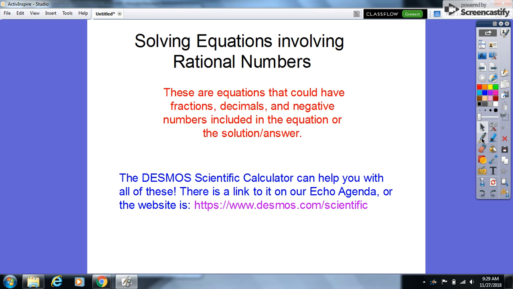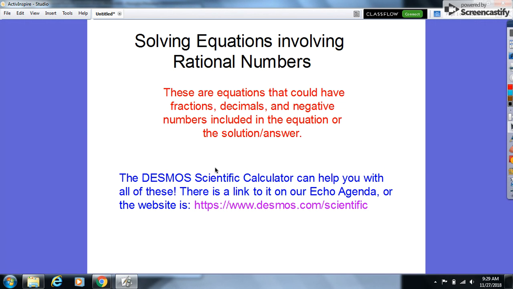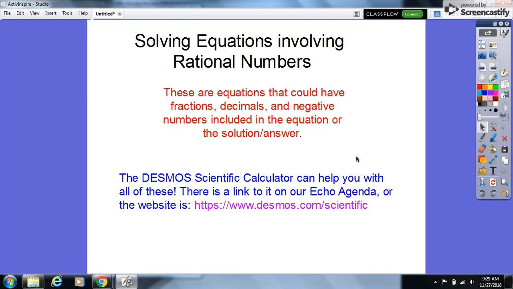Hey y'all, let's take a look at our final thing with equations. We need to solve some equations that involve what are called rational numbers. Rational numbers are almost any number you're going to come in contact with in algebra or pre-algebra like we do. They're numbers that include fractions, decimals, or negative numbers, positive numbers. They can be in the answer or they can be part of the equation.